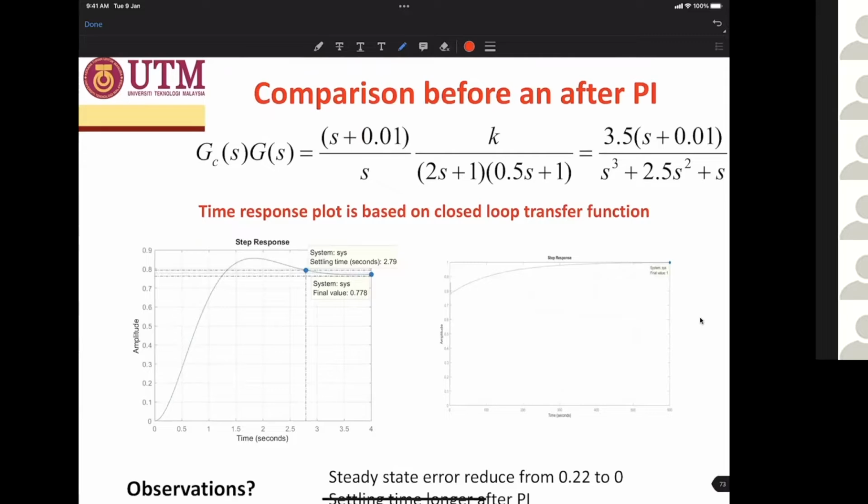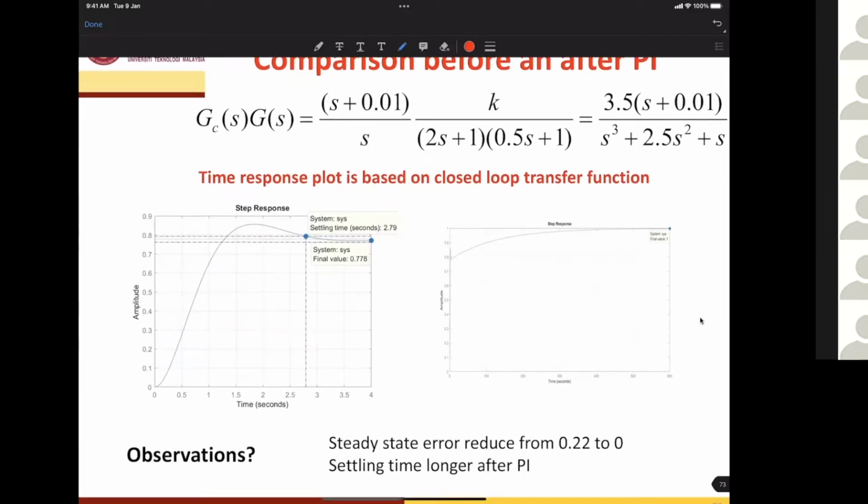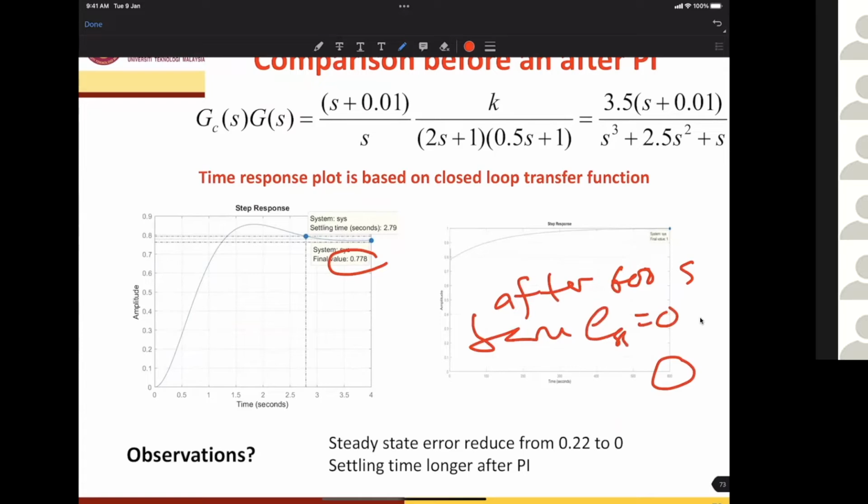Dan ini adalah before PI controller ada error. Sambutan pantas. Tapi yang ini lepas after, 600 second baru error 0, which is very slow lah. 600 second is about 10 minit. Kan? 600 bagi 60, 10 minit baru settle. Dah memang ngantuk, dah tidur dah. Baru error dia kosong. Jadi itu satu isu juga.